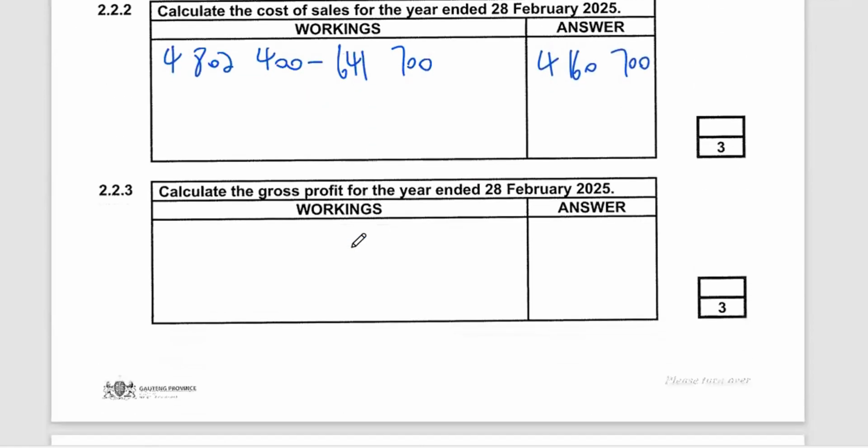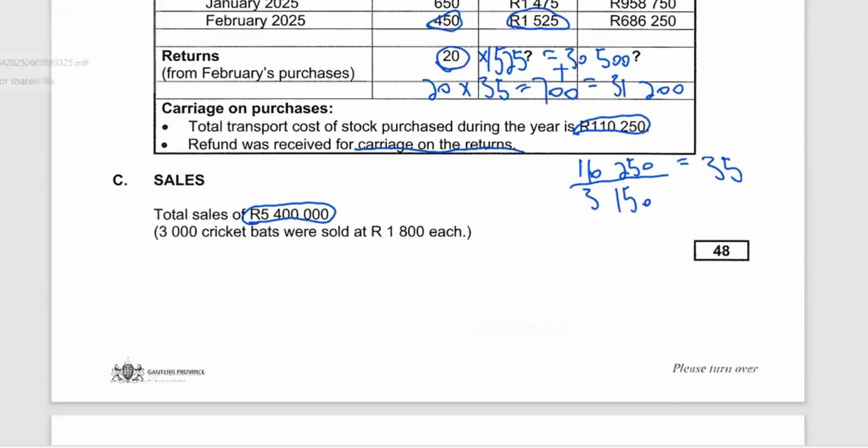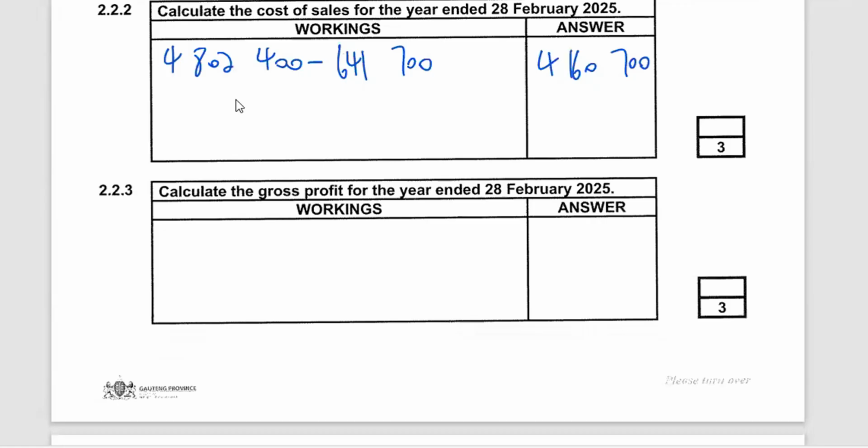Then we are also required to calculate the gross profit. So to get the gross profit, we're going to say our sales of 5,400,000 minus our cost of sales of 4,160,700, which is the figure that you have calculated. We get our gross profit, which is 1,239,300.